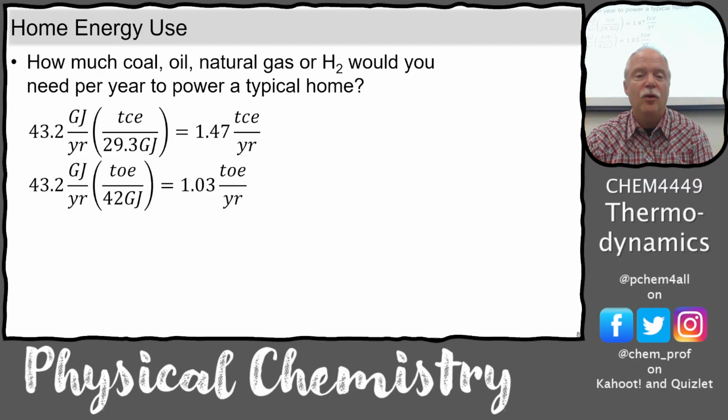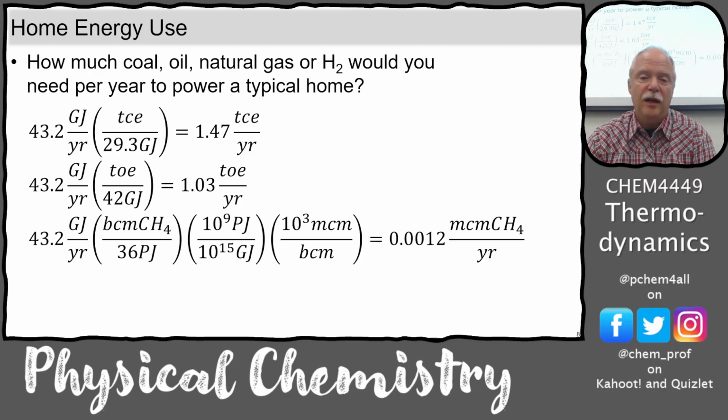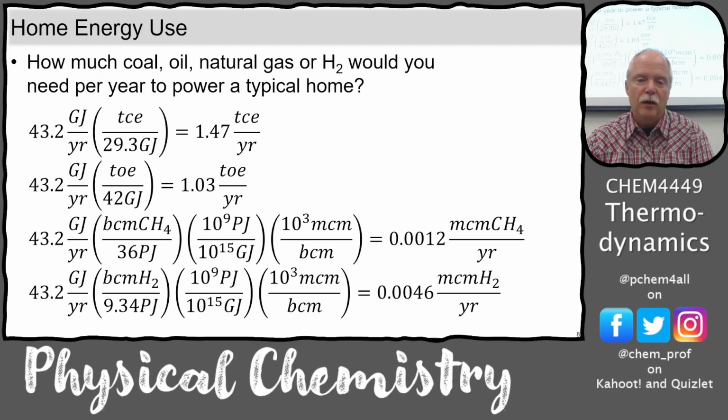It'd be less oil. So 1 ton of oil, not 1.5, but 1 ton of oil. So you see, it takes more coal than oil. And then here's the natural gas. Instead of billion cubic meters, it would only be million cubic meters, and it would be 0.001 million cubic meters of methane per year. And then hydrogen can be about 4 times that hydrogen.